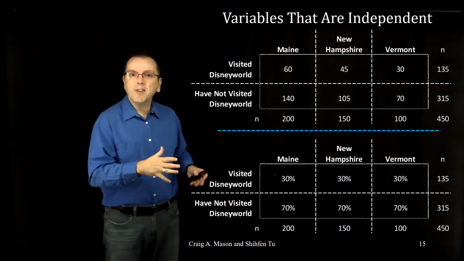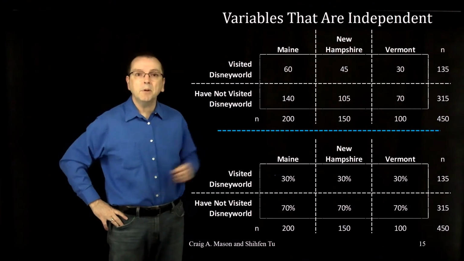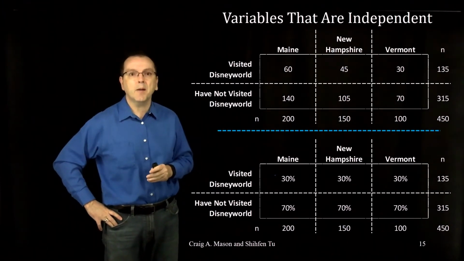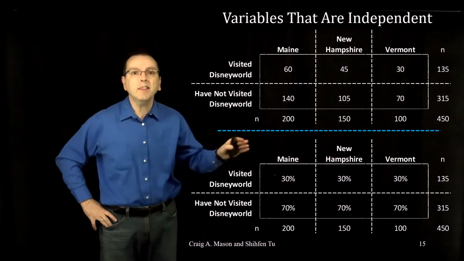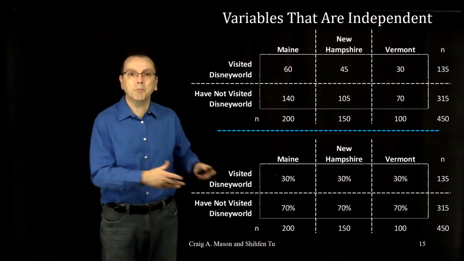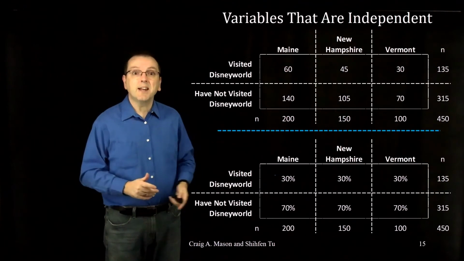Now, another way of thinking about this is that knowing something about one variable tells you nothing about the other variable. Knowing which state you're from tells you nothing about whether you visited Disney. It's always 0.3 or 30%, regardless of the state you live in.